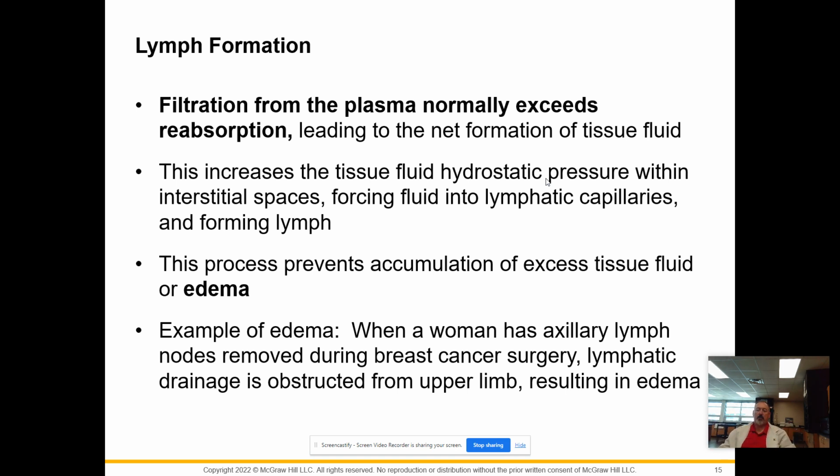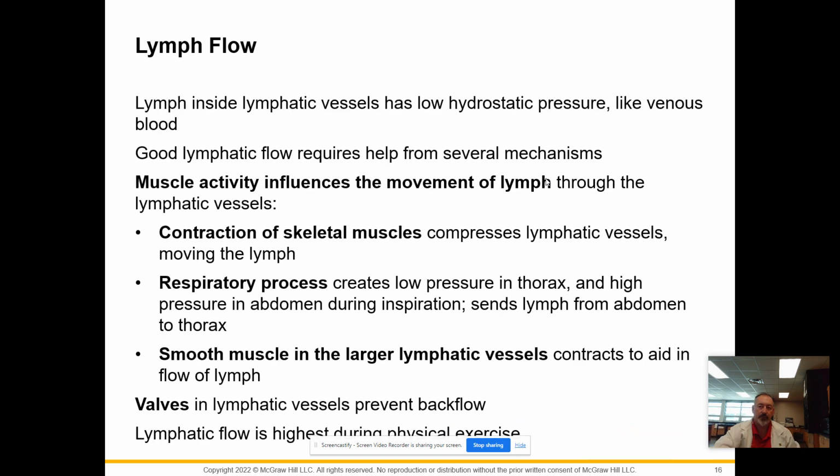So, examples of edema: when a woman has her axillary lymph nodes removed during breast cancer surgery, the lymphatic drainage is obstructed from the upper limb. As a result, the person typically has edema because she doesn't have the natural uptake of that interstitial fluid.